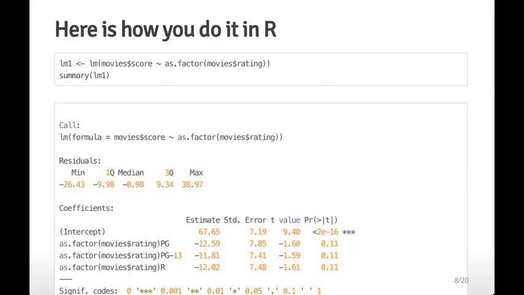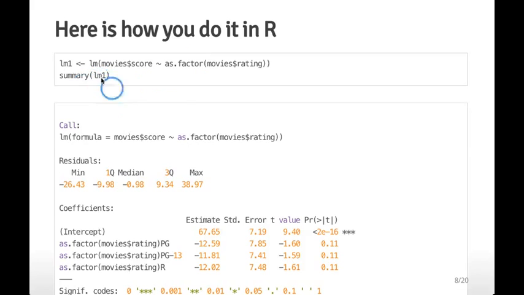So here's how you do it in R. We have the movie score variable, and then we fit a linear model relating that to the movie ratings. And we're going to coerce them to be factor variables, because we don't want to treat them as quantitative variables. In this case, these are characters in R, but in general they might not be characters, and we need to coerce them to be factor variables so that R knows to treat them as calculating averages rather than treating them as a continuous variable and trying to fit a straight line through them.